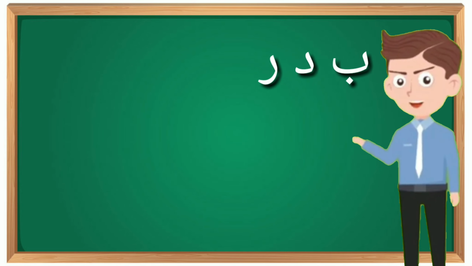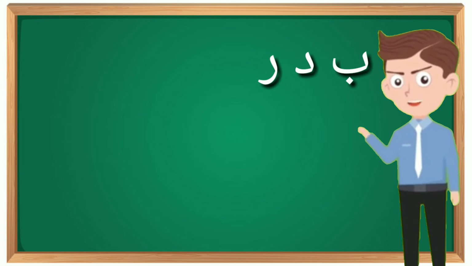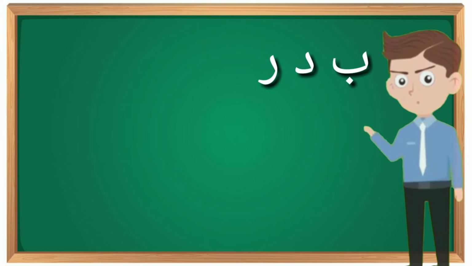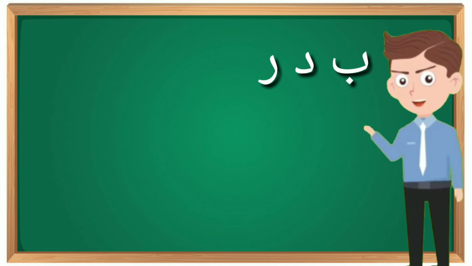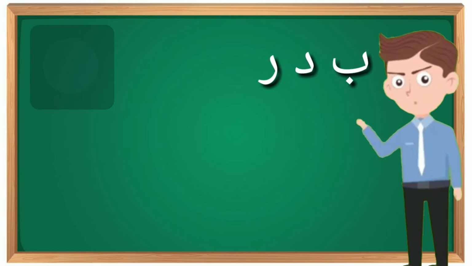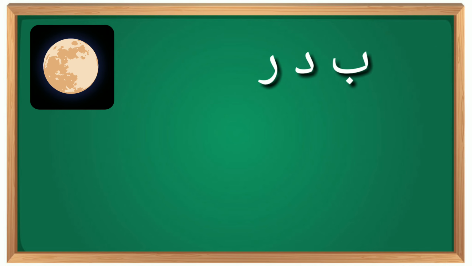In this example, we can learn how to write ba at the start and join. The first letter is ba, next letter dal, and last letter ra. How can we read it? Badr, Badr. Badr means moon, moon.